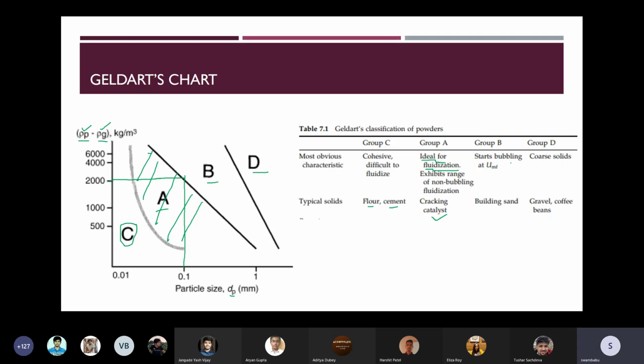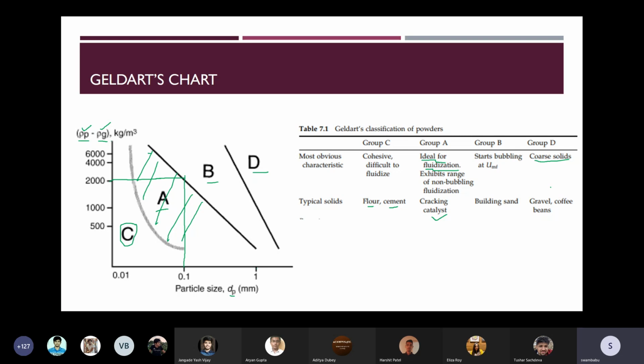Group B can be fluidized, but there will be bubbling fluidization, a chance of bubble formation. Group D, since it is crossing 1 mm, consists of coarse solids. Coarse solids can be fluidized, but it requires lots of energy from the fluid, because it requires a very high velocity to fluidize.